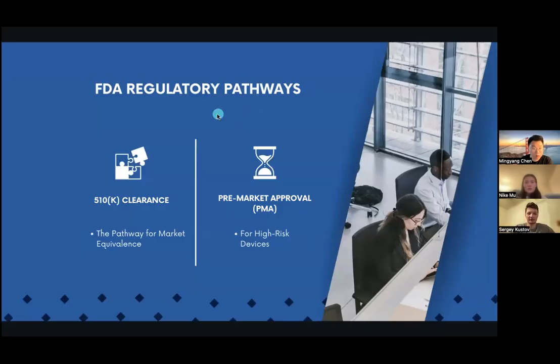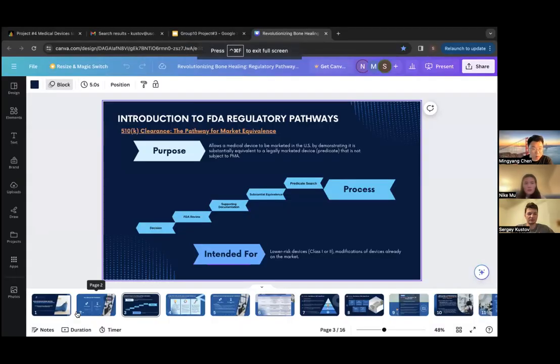Hello guys, we are Group 10 and we are focused on Project 4. And for me, I just want to give an introduction about the FDA regulatory pathways.